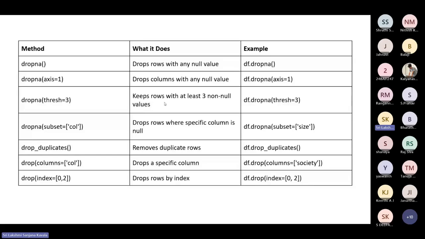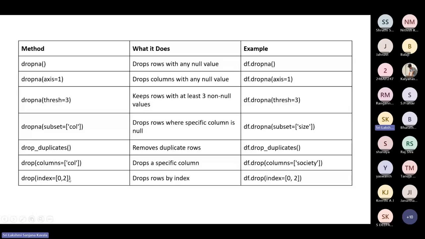Similarly, dropna with subset equals column drops rows where a specific column is null. For example, as we have seen with a size column, it only drops those rows where that specific column is null. Similarly, drop_duplicates removes duplicate rows. Next is drop with columns equals col, which drops a specific column. And the last one is drop with index equals 0, 2, which drops rows by index.